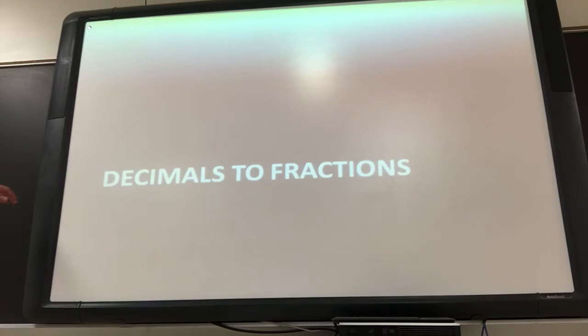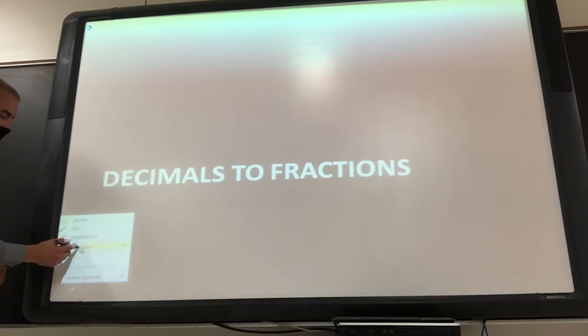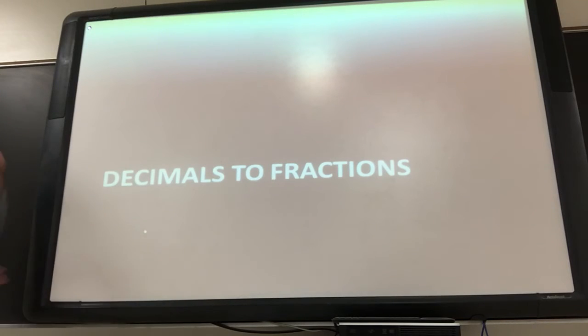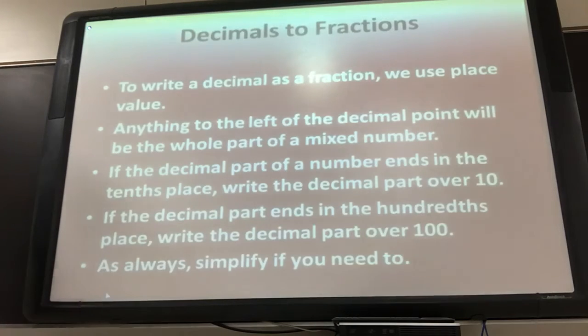Alright, so today we're going to turn decimals into fractions, the opposite of what we did yesterday. When we turn decimals to fractions, the key is to remember place value.